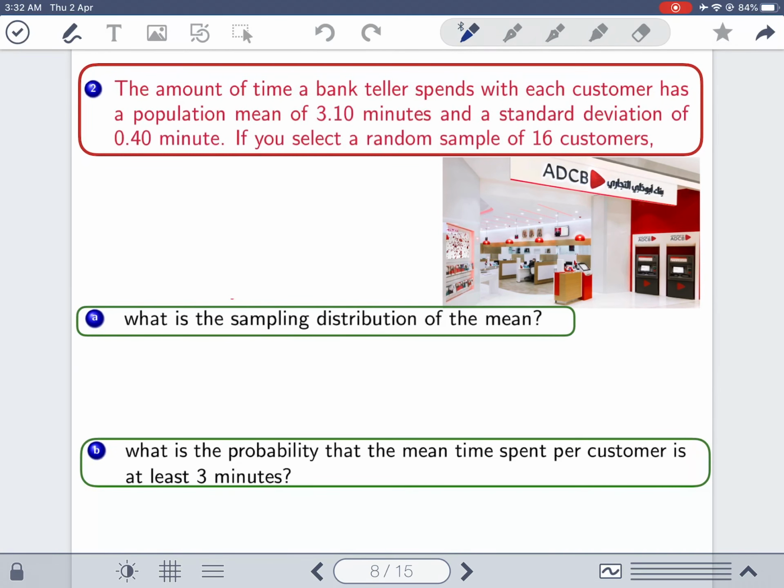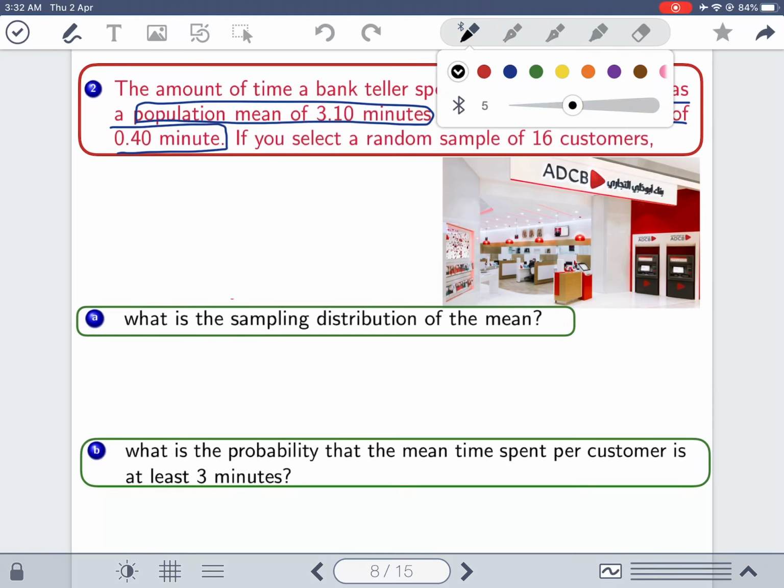So this one, you will find a similar problem to it in the lecture that came before this. It says the amount of time a bank teller spends with each customer has a population mean of 3.1 minutes and a standard deviation of 0.4 minutes. It didn't tell us anything about what the distribution looks like, so we cannot assume it's normal here. You cannot read normal anywhere. Make sure that you understand this.